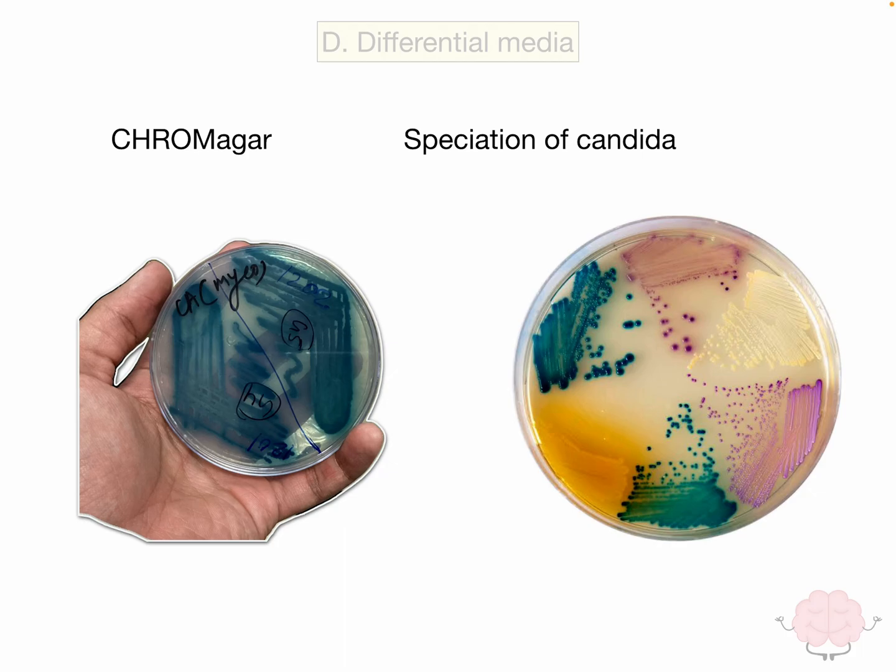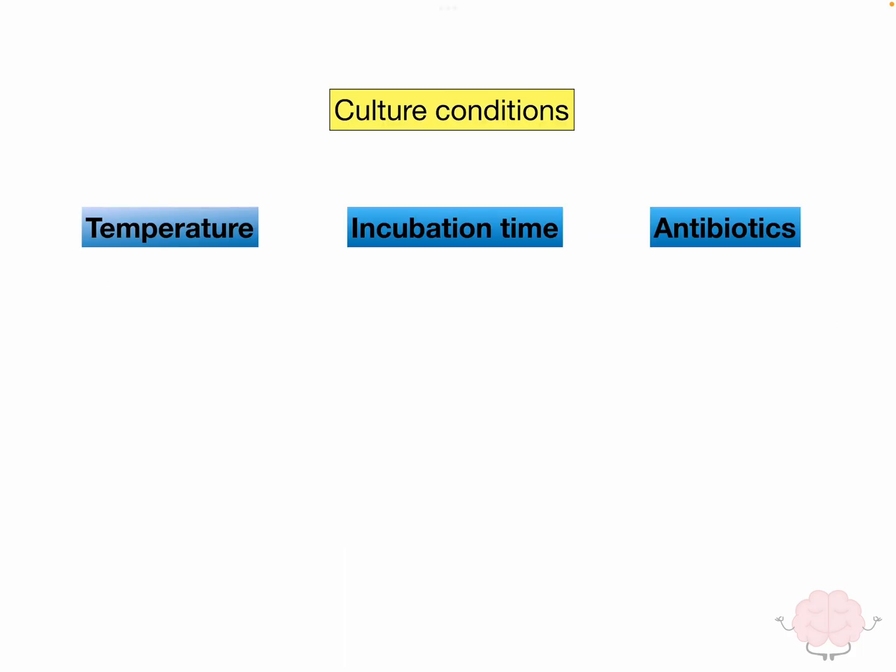Now, culture conditions. There are some optimum conditions which a culture must meet in order to grow the fungi to its optimum level. For temperature, generally we use 25 to 30 degrees Celsius, but in case of dimorphic fungi, we have to grow the fungi at both 25 degrees Celsius as well as 37 degrees Celsius.